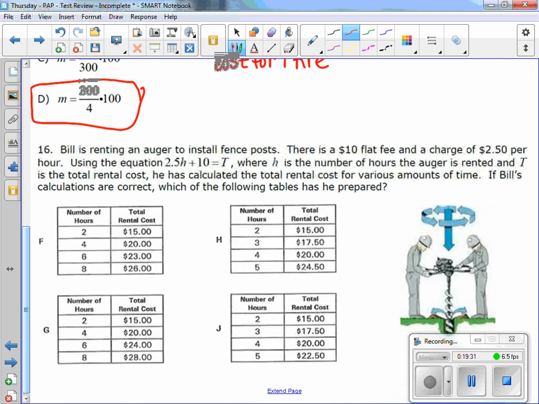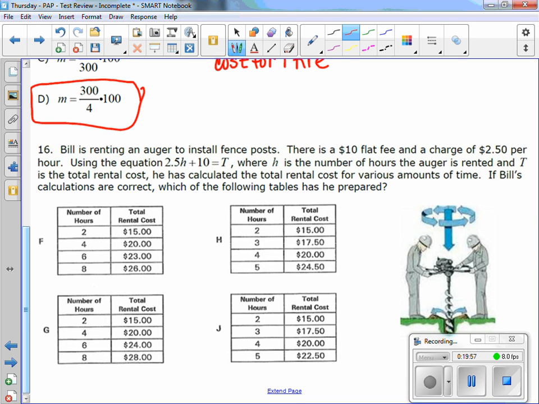Bill is renting an auger to install a fence post. There's a $10 flat fee and a charge of $2.50 per hour. Using the equation 2.5h plus 10 equals T, where h is the number of hours the auger is rented and T is the total rental cost, he has calculated the total rental cost for various amounts of time. If Bill's calculations are correct, which of the following tables has he prepared?